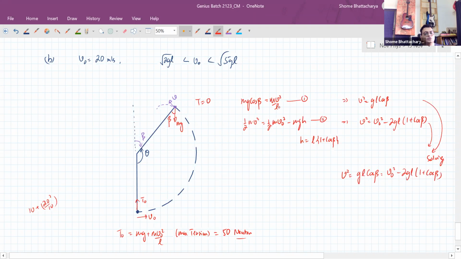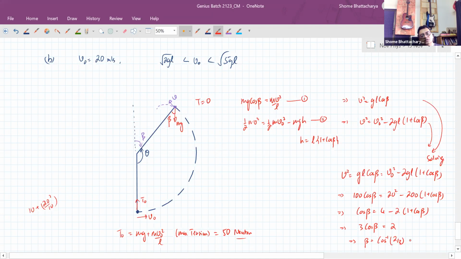Now put the values in and you'll get the numerical value of cos beta. See, GL is 100, cos beta is equal to V naught square, so that's 20 square minus, so we get cos beta is equal to 4 minus 2 into 1 plus cos beta. So 3 cos beta is equal to 2. Right? So beta is cos inverse 2 by 3.